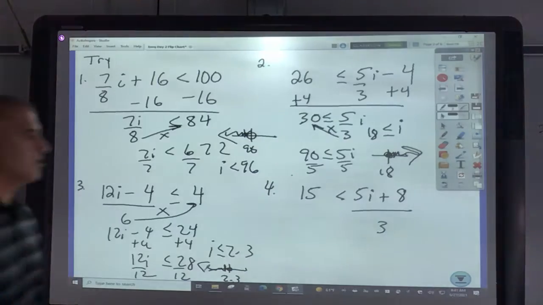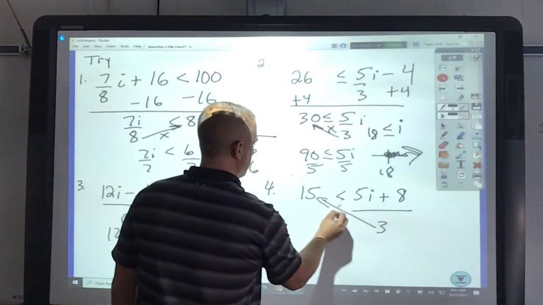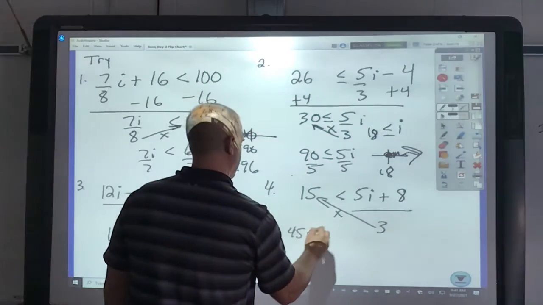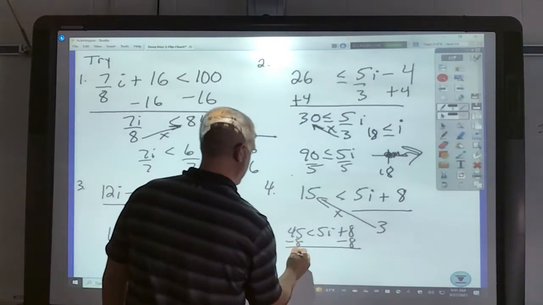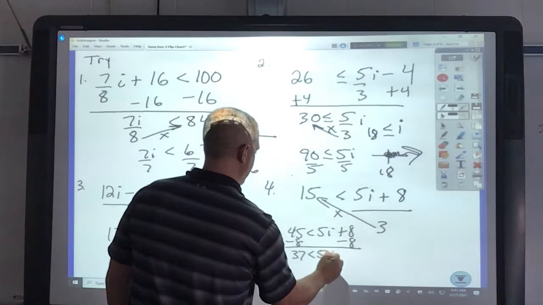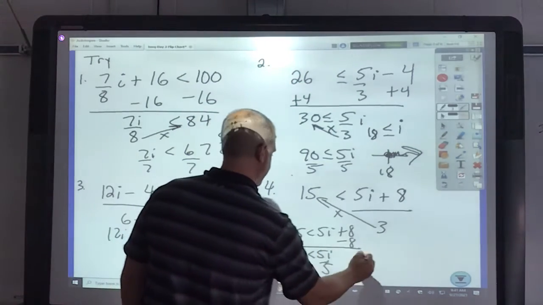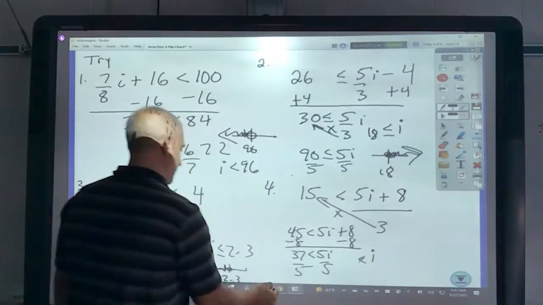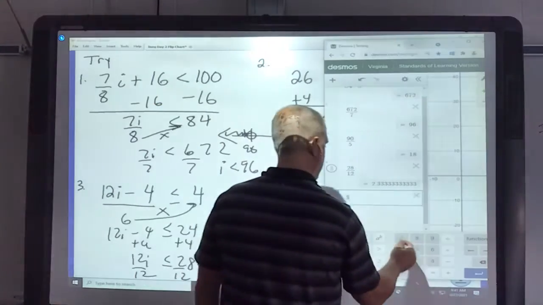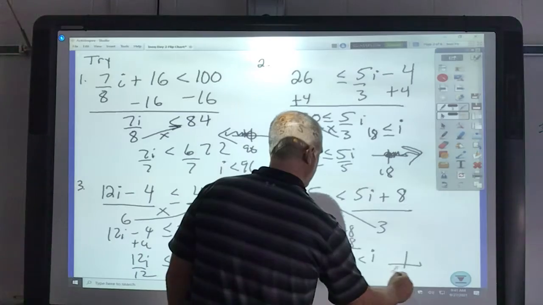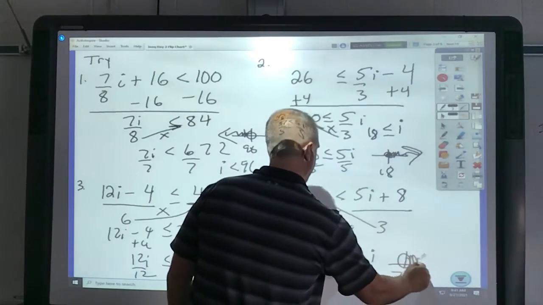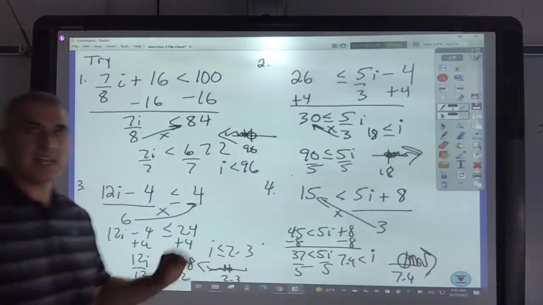Okay, this one I'm going to just cross multiply. That's going to be 45 less than 5i plus 8. Subtract 7, that's 37 less than 5i, divide by 5. I got 37 divided by 5 is 7.4. That would be an open circle on 7.4, and I'm going to shade it to the right, okay, because it's eating the i.